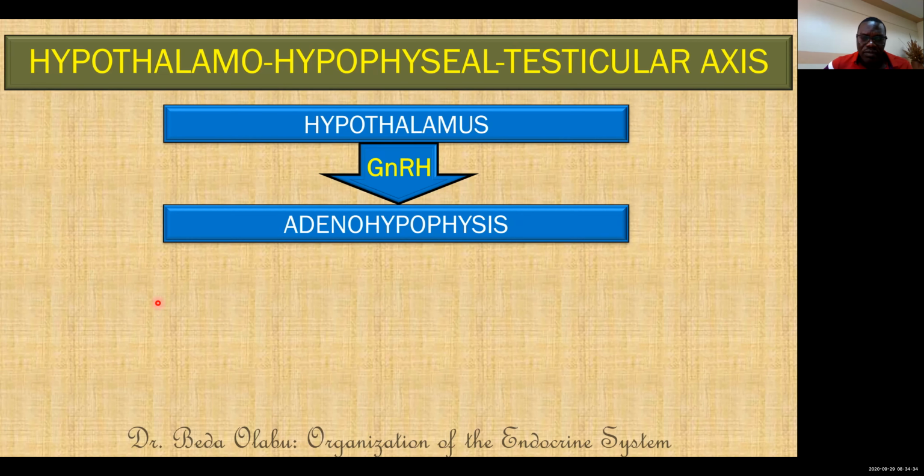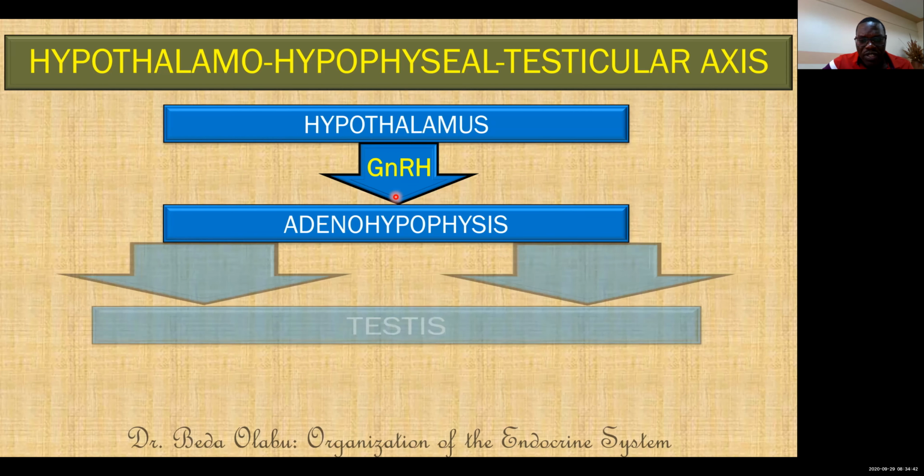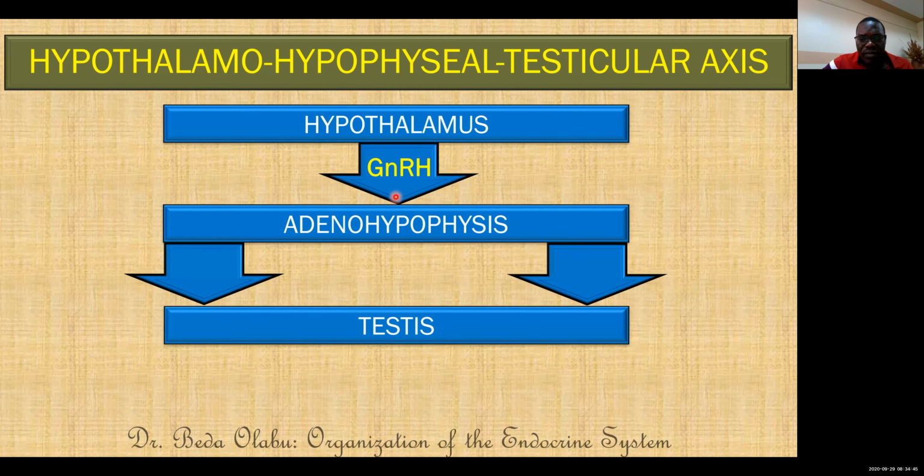Adenohypophysis responds by then producing those gonadotropins, because this is gonadotropin releasing hormone. So adenohypophysis responds by secreting the gonadotropins, which then go to the testis. That's why we call them gonadotropic. They are tropic to the gonad. So which are these two gonadotropic hormones? You remember we talked about follicle stimulating hormone yesterday, as well as luteinizing hormone. So these two hormones are gonadotropic.